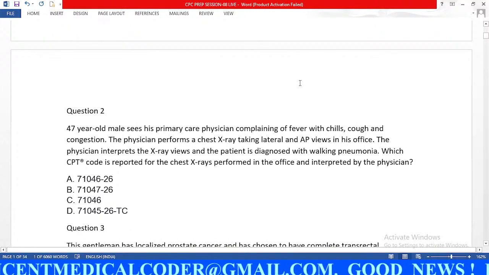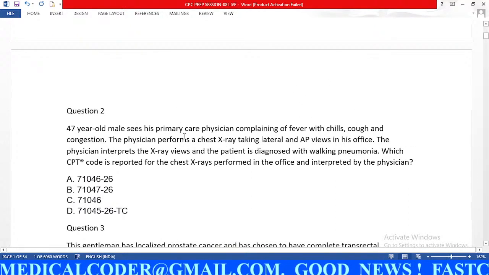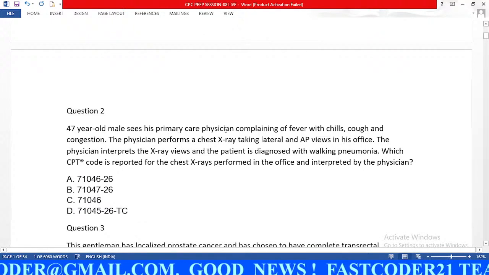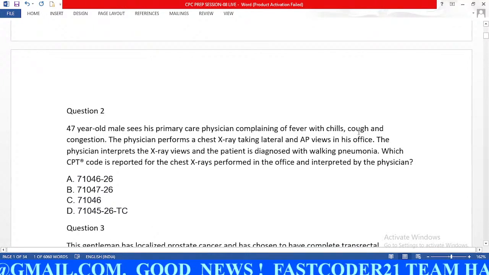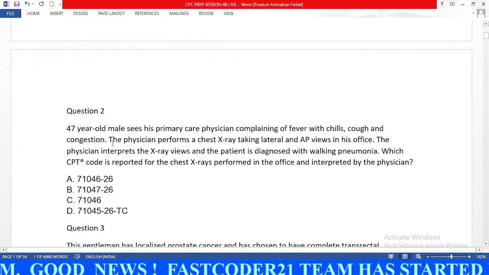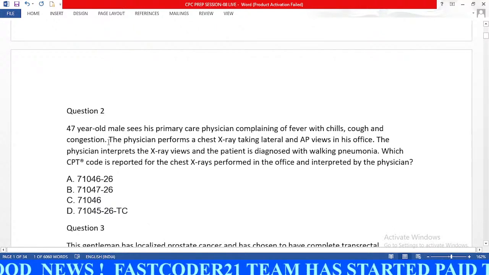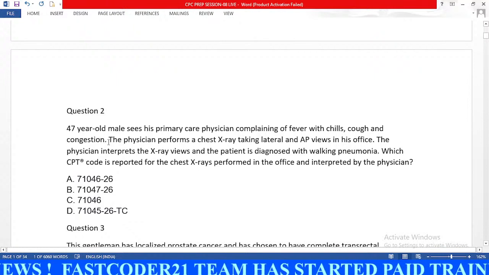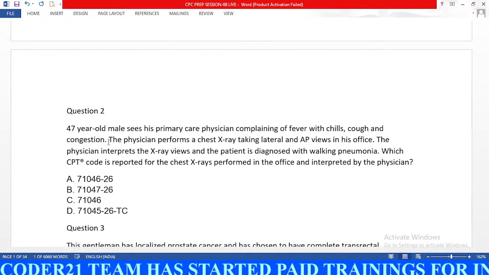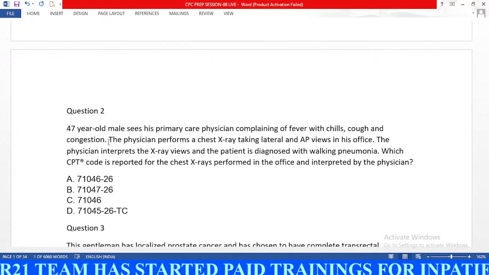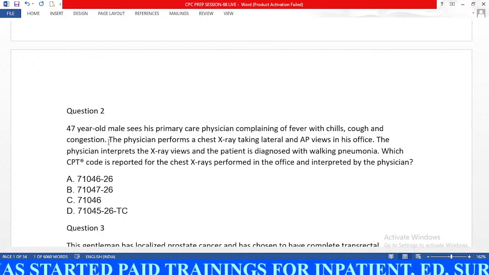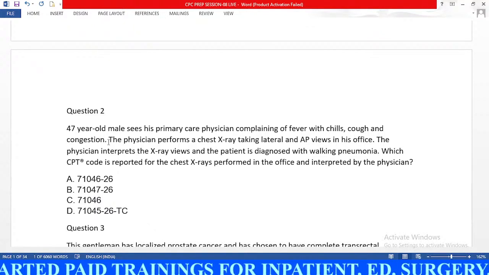So now, first of all, we need to find the keywords here. A 47-year-old male sees his primary care physician complaining of fever with chills, cough and congestion. These fever, chills, cough and congestion are the conditions which necessitated the x-ray for the patient. So what is the reason for the x-ray? In the medical coding world, we call it medical necessity.